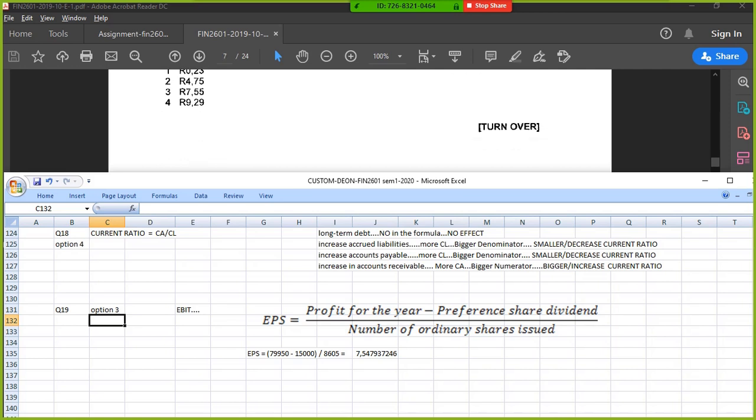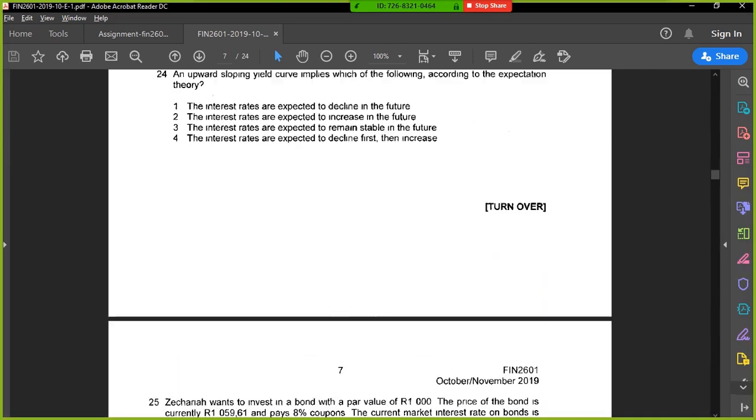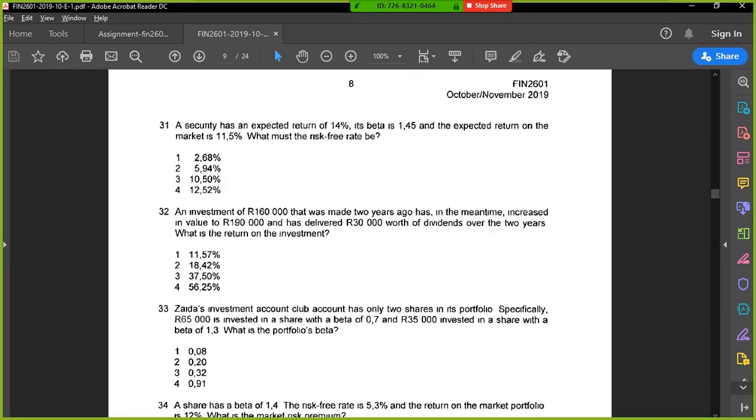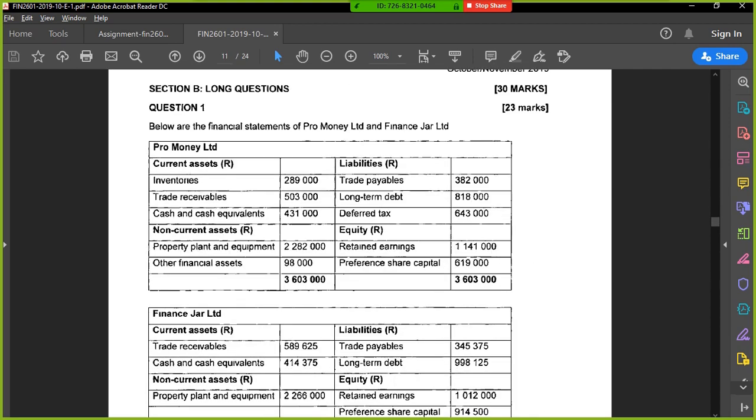Do we have more ratios here or do we need to go to the long question? That's time value of money. Let's go to the other ratio questions, which is part B, the written. Those ones will be a bit more difficult. This one looks like a big question, but it's probably broken up into sections.